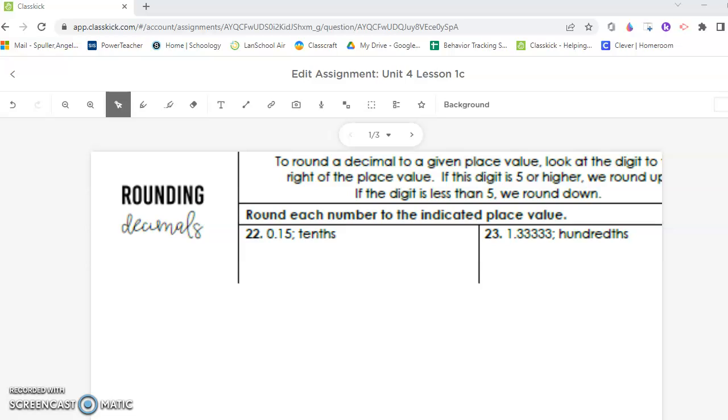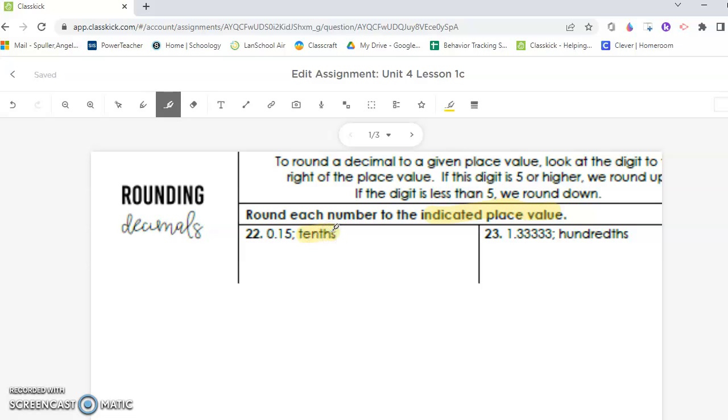To round a decimal to a given place value, look at the decimal to the right of the place value. If the digit is 5 or higher, we round up. If the digit is less than 5, we round down. So first off, the first thing you need to do when we're rounding is figure out what place value it tells us to do. So here it says to find the tenths.